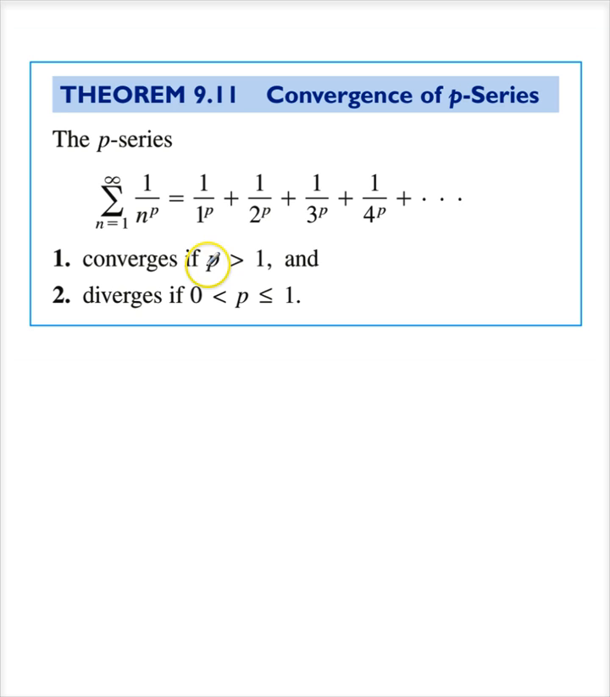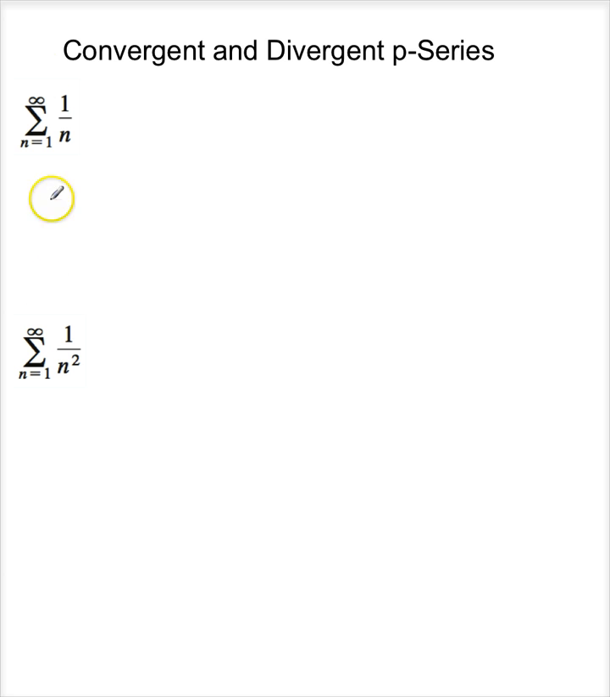The p-series converges if p is greater than 1, and it diverges if p is less than or equal to 1. Remember, p is always positive. So let's look at this. Does it converge or diverge? This is a p-series, and this is what you need to write. P-series, n equals 1, and therefore it diverges.